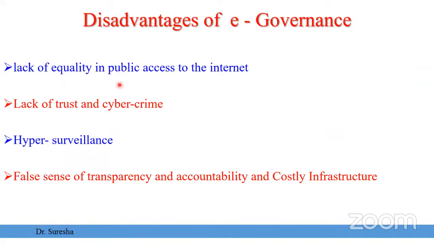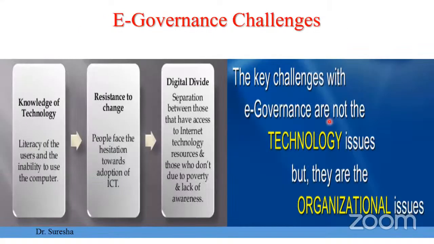Disadvantages: a lot of inequality in public access to the internet. This is very, very important. In certain cases, people with a political background come and get their things done without waiting in the queue. Whereas if you implement e-government, that is not possible. Lack of trust, cybercrime, hyper surveillance, false sense of transparency and accountability, cluster infrastructure. So these are the disadvantages, and these are the challenges that will be there.